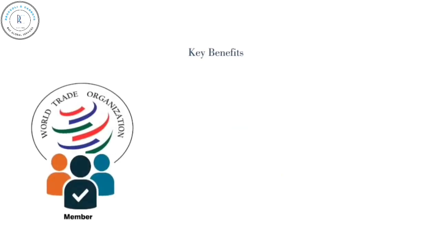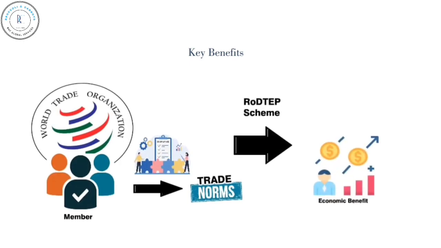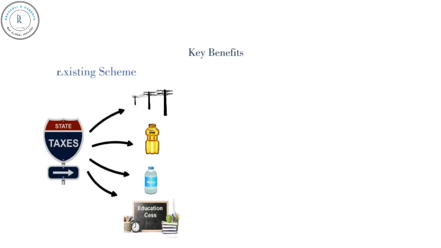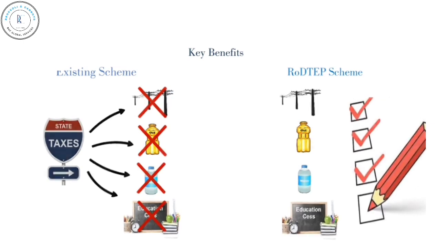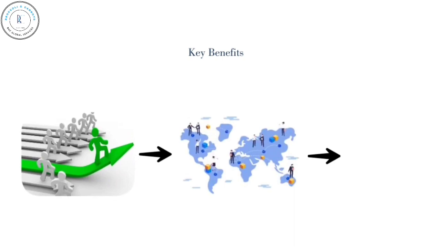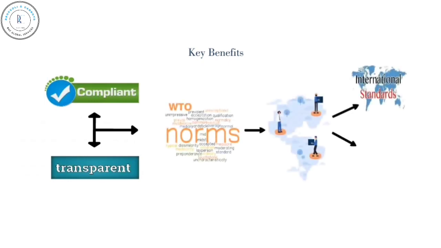Key benefits: being a member of WTO and in compliance with WTO trade norms, the RoDTEP scheme can provide a seamless flow of economic benefit from the government. In the existing schemes, certain taxes, such as state taxes on power, oil, water and education cess, are not included. Under RoDTEP, such taxes are also proposed to be included in the indicative list, making the scheme exhaustive. It will add more competitiveness in the foreign markets, with assured duty benefits by GOI. Being more compliant and transparent with WTO norms, it will help exporters meet international standards and boost business growth.